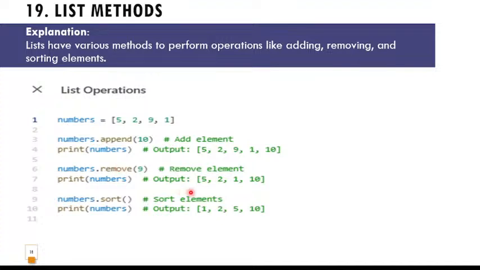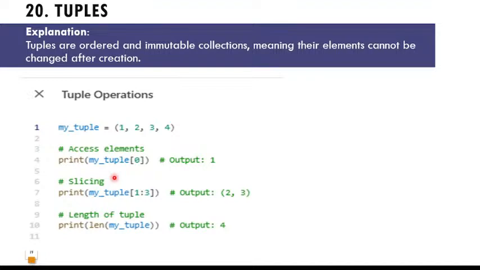Okay, if we have to remove a number, we can use remove. So append, remove, and sort. Sort will basically sort this list. Right now it's 5, 2, 9, 1. It will sort it to 1, 2, 5, 9. So remember these words like append, remove, and sort. This will help to sort the data when you are working with numbers. Now after this we have tuples.